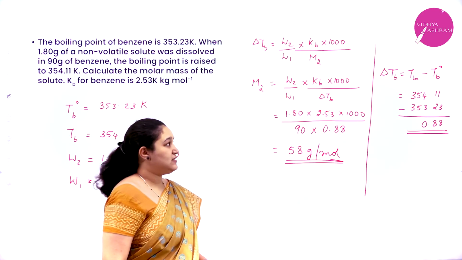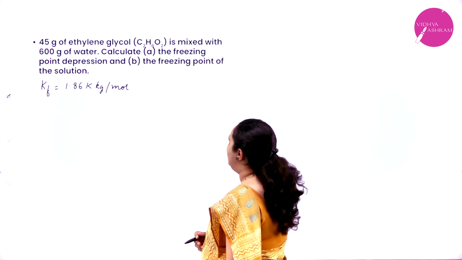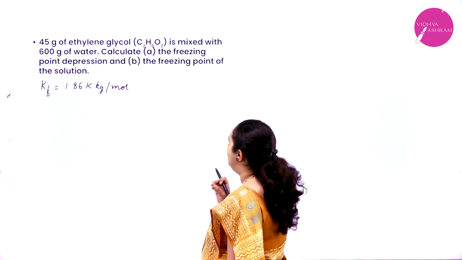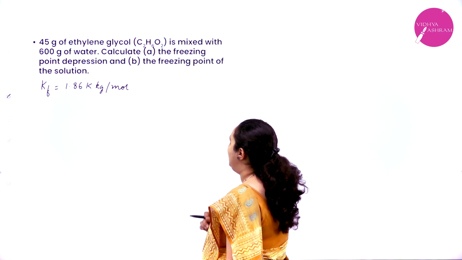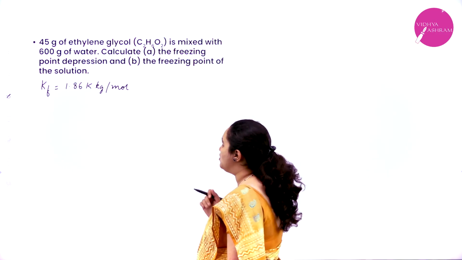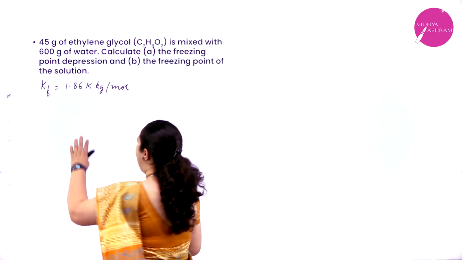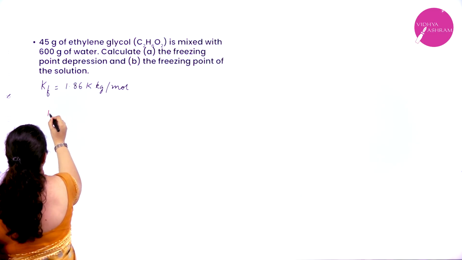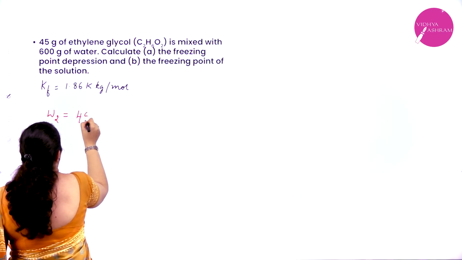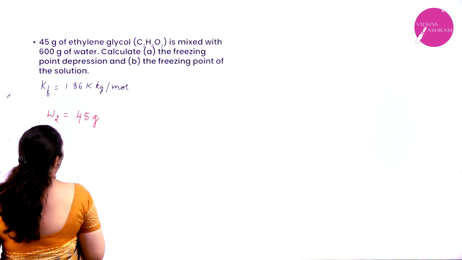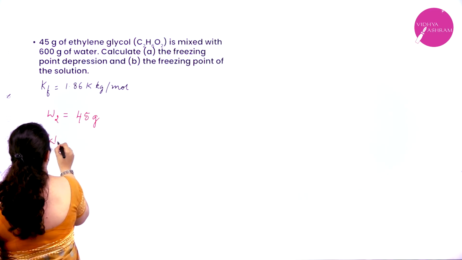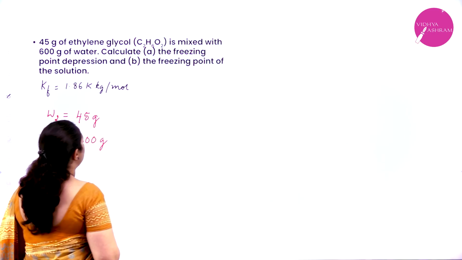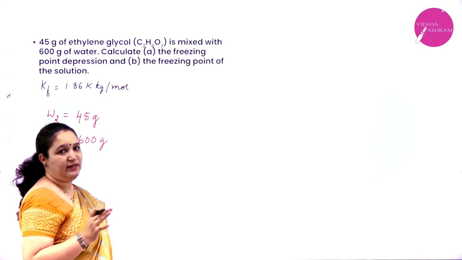So we'll see the next question. 45 grams of ethylene glycol is mixed with 600 grams of water. Calculate A, the freezing point depression and B, the freezing point of the solution. So we'll see what is given to us. Kf value is given. Then we have ethylene glycol mass, that is W2 is equal to 45 grams, mixed with 600 grams of water. So W1 is 600 grams. That's all that is given. I am supposed to calculate delta TF and TF.